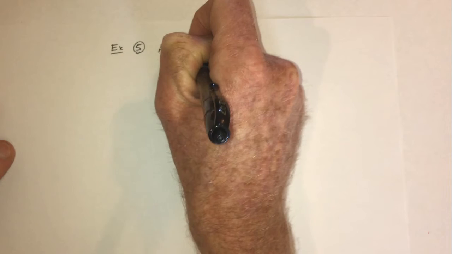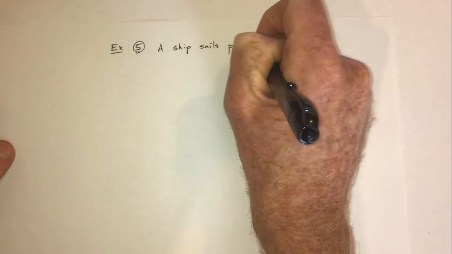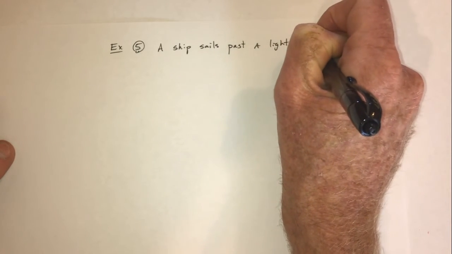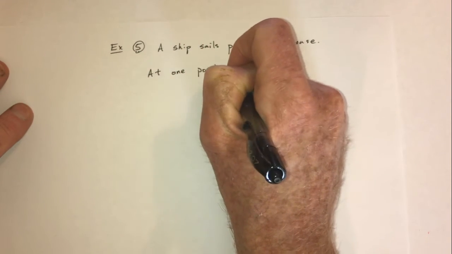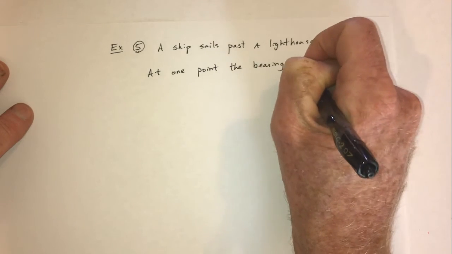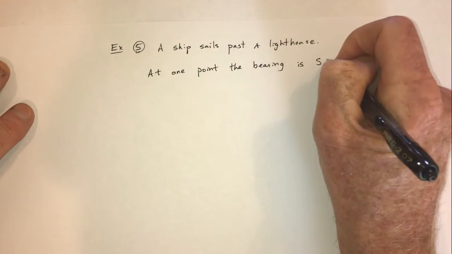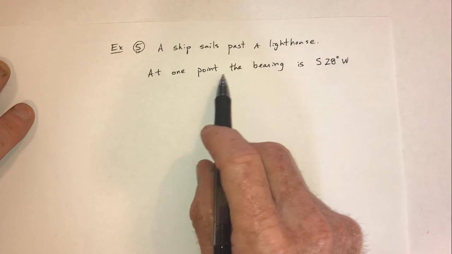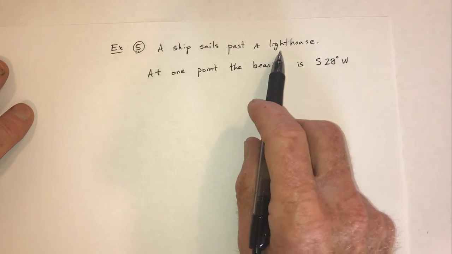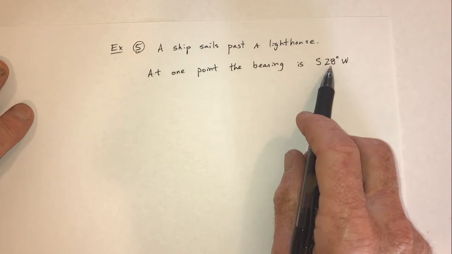Okay, then on to an application or word problem. So for example number 5, there's a ship out on the ocean and it's going past a lighthouse. At one point, the bearing is from the south 28 degrees to the west. So by this I mean from the ship. The person on the ship is looking over to the lighthouse, and they see it by looking from the south 28 degrees towards the west.